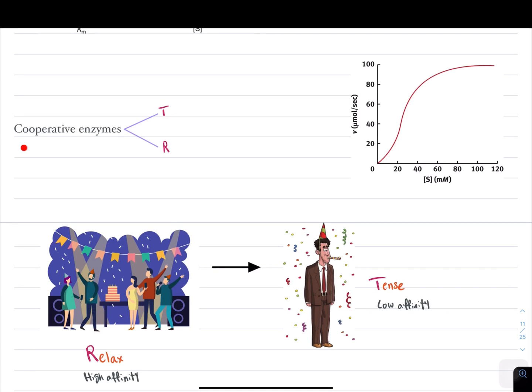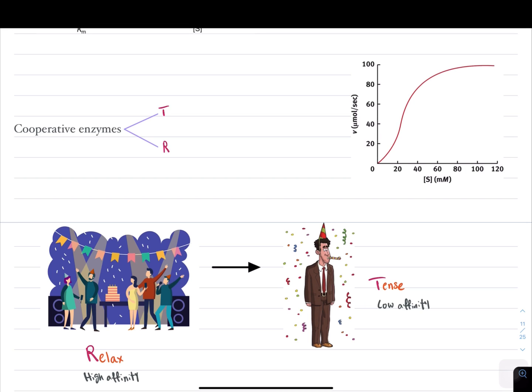Okay, that leads us to cooperative enzymes, which are enzymes with multiple subunits and multiple active sites. And they are in either a low affinity tense state, which is called T, or a high affinity relaxed state, which is R. The graph for the kinetics of cooperative enzymes are S-shaped, like the one right here.